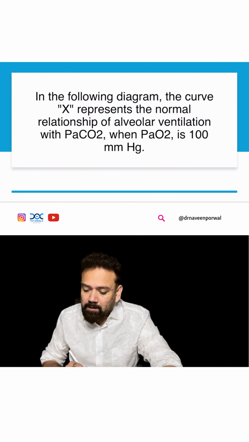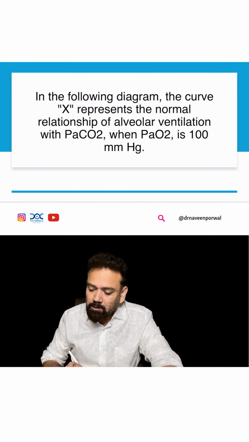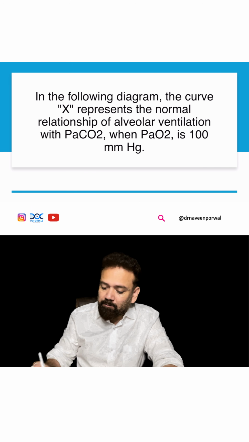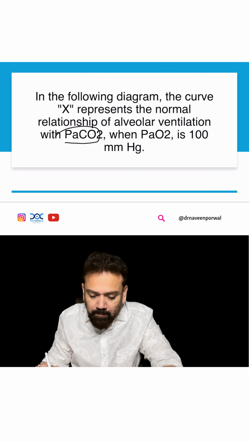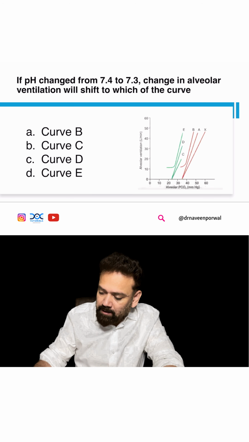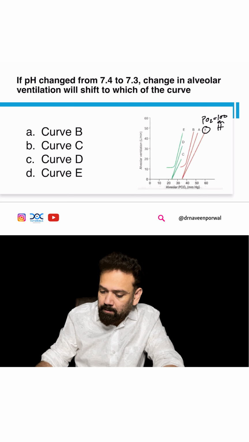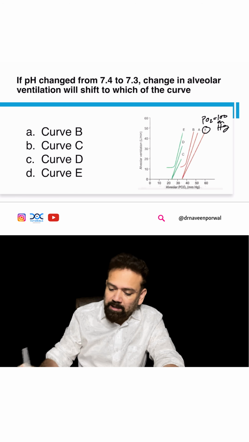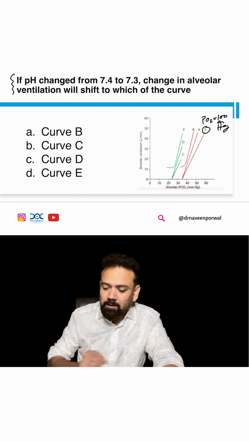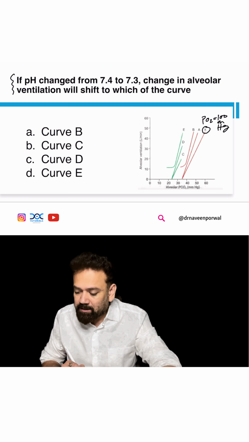In the following diagram, the curve X represents the normal relationship of alveolar ventilation with PaCO2 when PaO2 is 100 mmHg. Okay, so X is when PaO2 is 100 mmHg. If pH changes from 7.4 to 7.3, the change in alveolar ventilation will shift to which of the following curves?